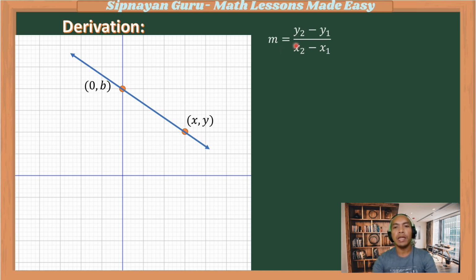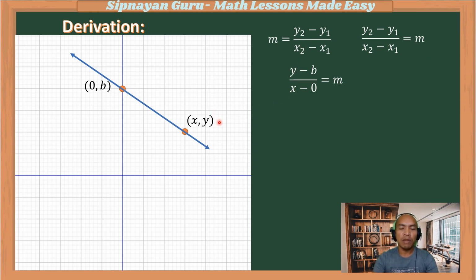In the formula for finding the slope, by the symmetric property of equality, if a is equal to b, then b is equal to a. So we can interchange the places of m and this expression. Suppose we have these two points: the y-intercept is our first point and this point is our second point. This is our y sub 2 and x sub 2, and this is our y sub 1 and x sub 1. Substitute them into the formula.